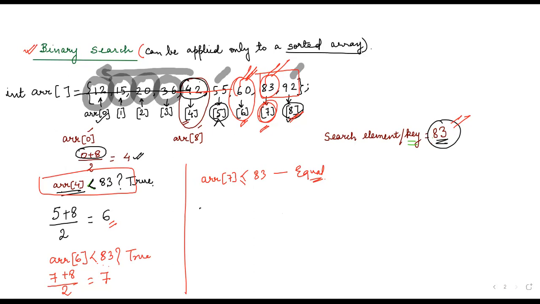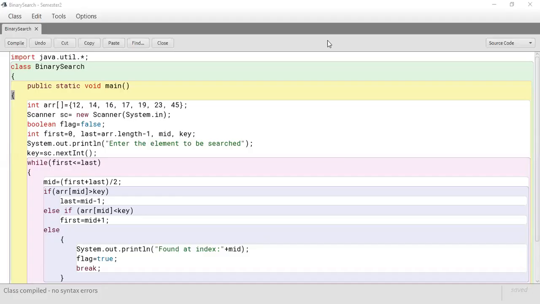Now let us write a small program on binary search. Now on my screen, I have opened the BlueJ window and I have written a program already which demonstrates binary search. Let me explain the program in detail. Each and every statement of the program will be discussed.